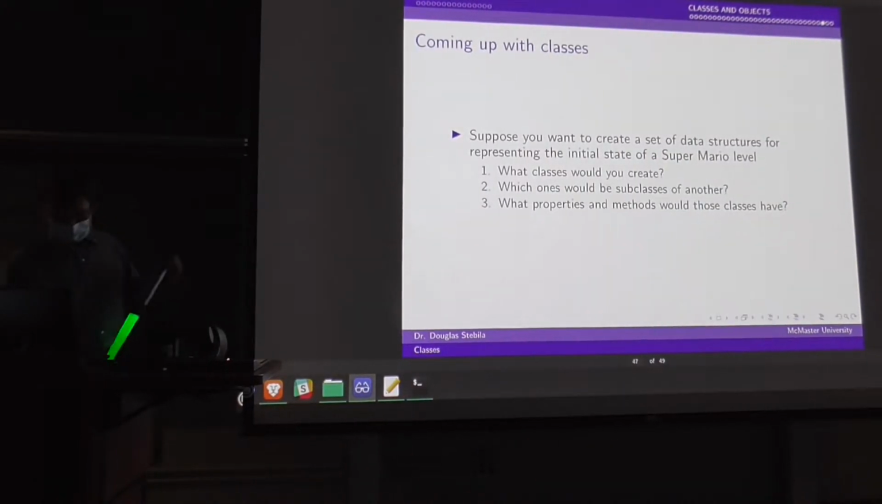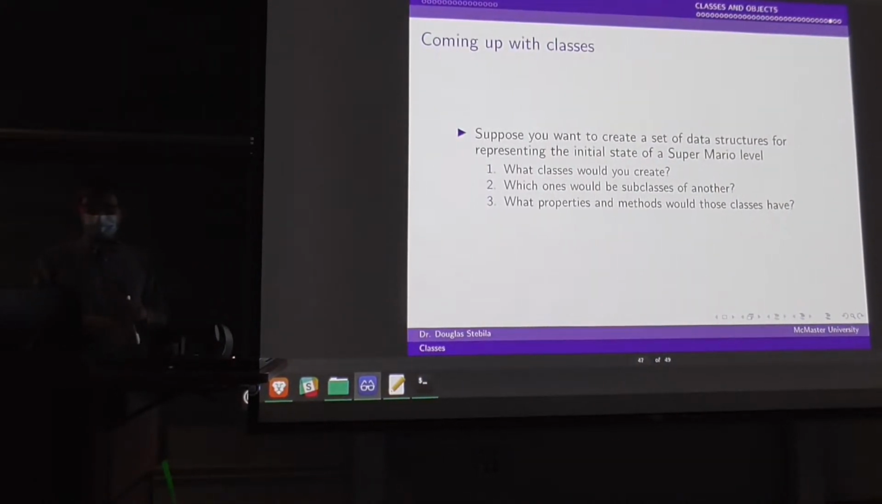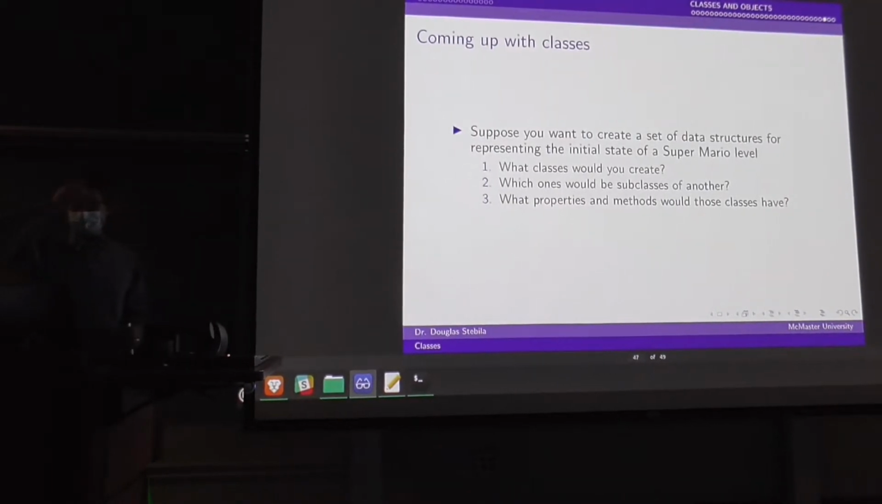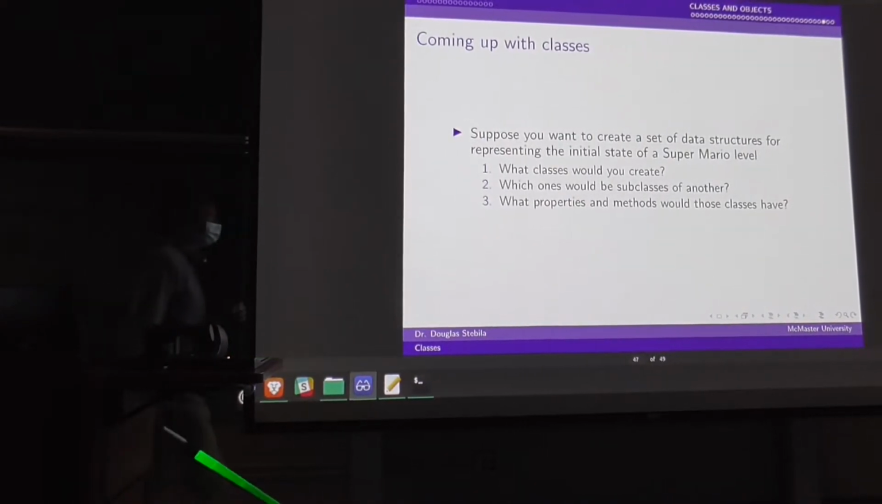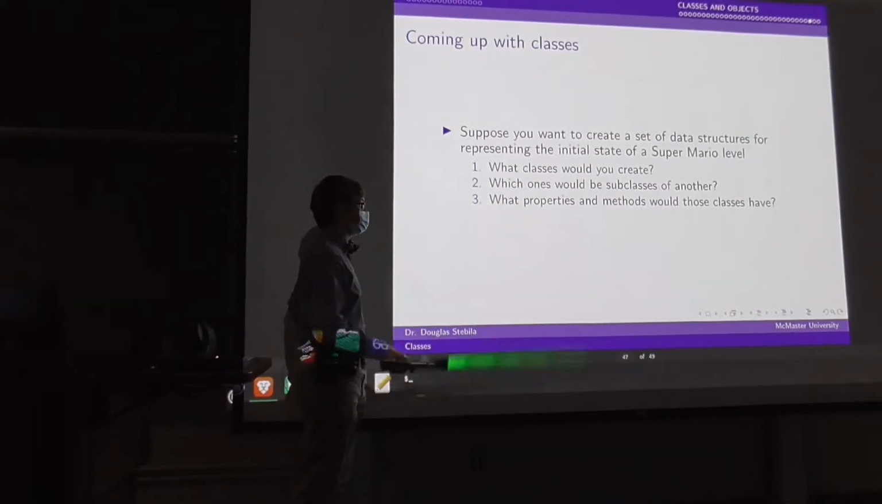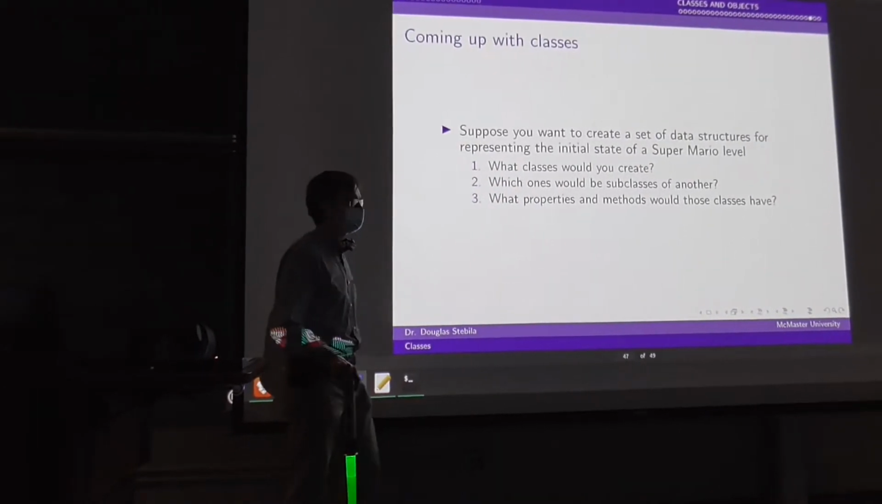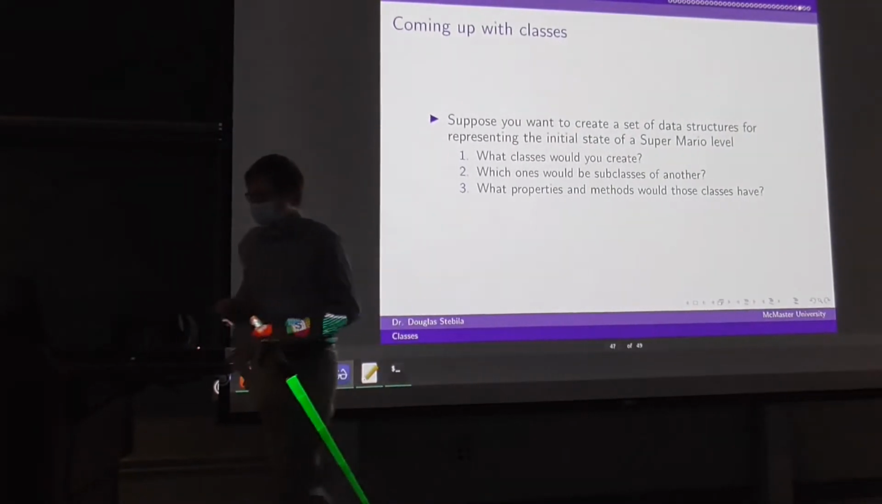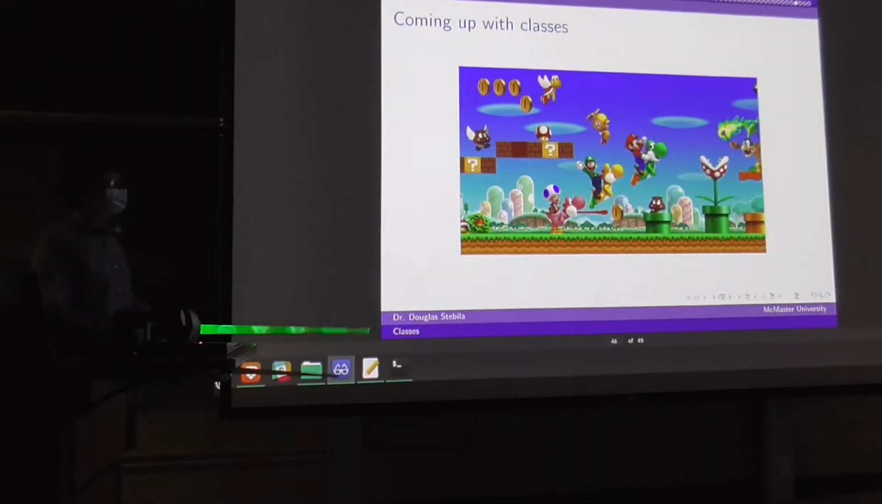Anyway, so if you wanted to create a set of data structures for representing the initial state of a Super Mario level, what classes would you create? Which ones would be subclasses of the other? What properties and methods would those classes have? So let's think about some methods now.